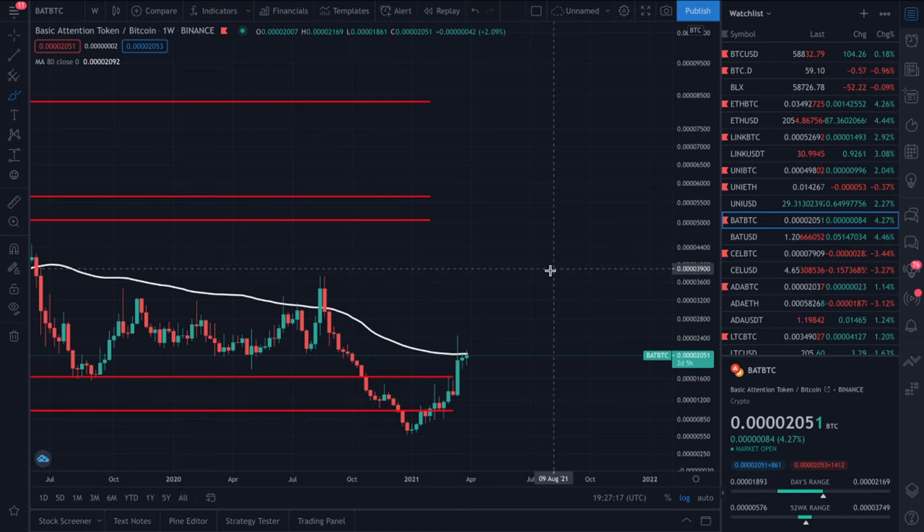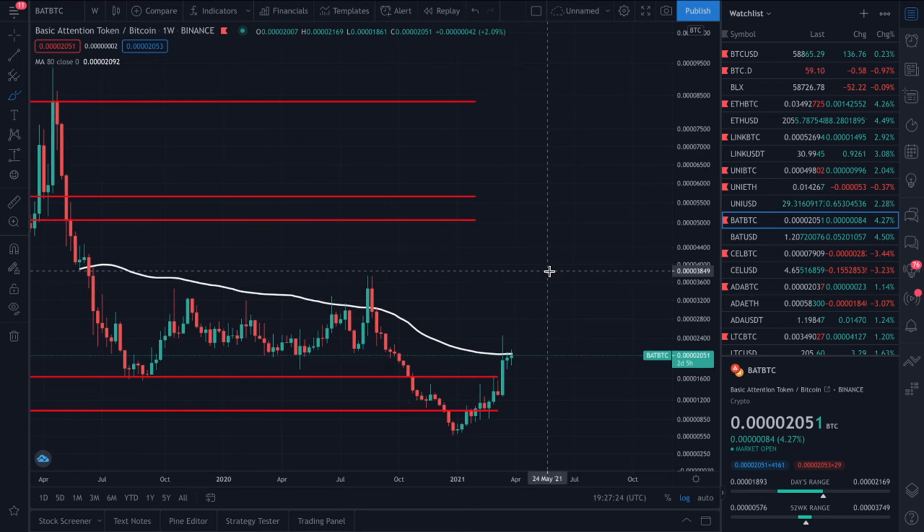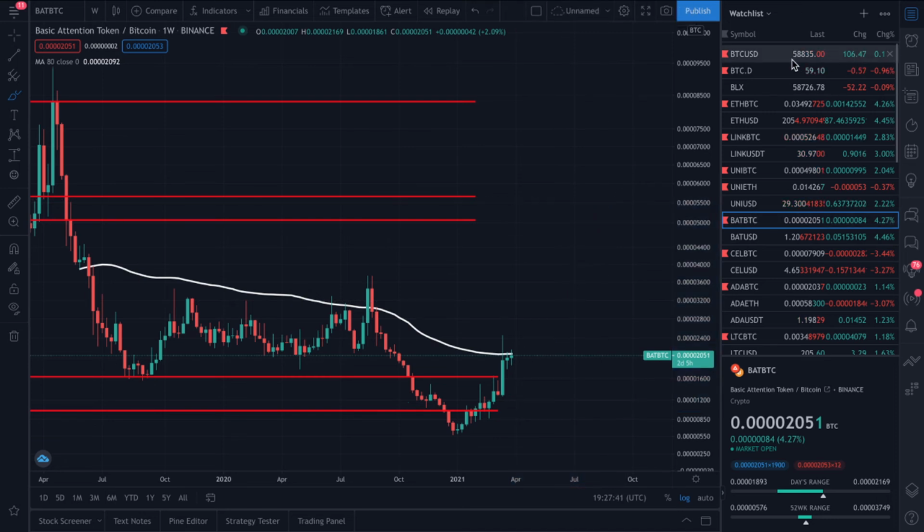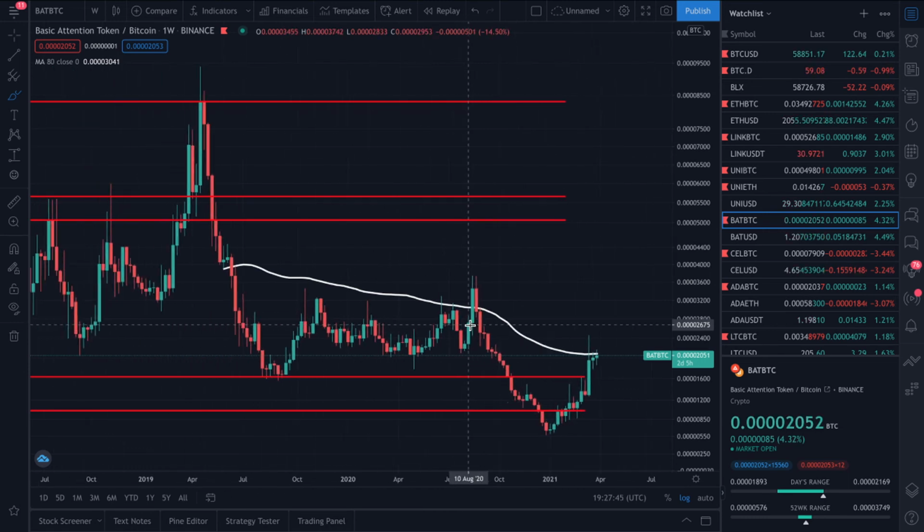In any case, with basic attention token specifically, I don't sell it to Ethereum. I sell it to either the US dollar or back into Bitcoin. And because of that, I'm quite happy. Even if an Ethereum-centric rally starts, basic attention token will theoretically continue to rally against Bitcoin, especially if Bitcoin stays humdrum and lackadaisical at $58,000.